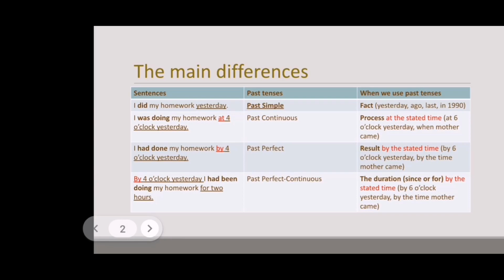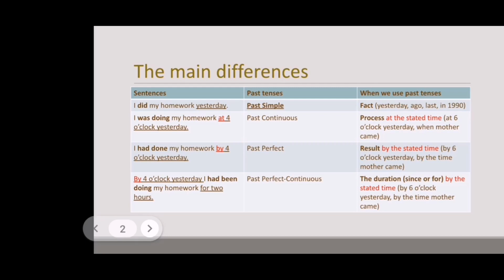Past simple: we usually show the actions as facts, and we use the words like yesterday, ago, last, in 1990 or any other year. For example, I did my homework yesterday. I did. It's the second form of the verb. Do, did, done. For past continuous, we show the process at a stated time. Pay attention, the preposition at 6 o'clock yesterday. For example, I was doing my homework at 6 o'clock yesterday. Was doing, the verb to be plus the ing form of the verb.